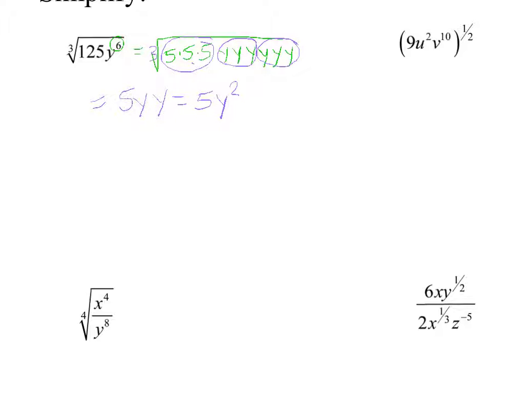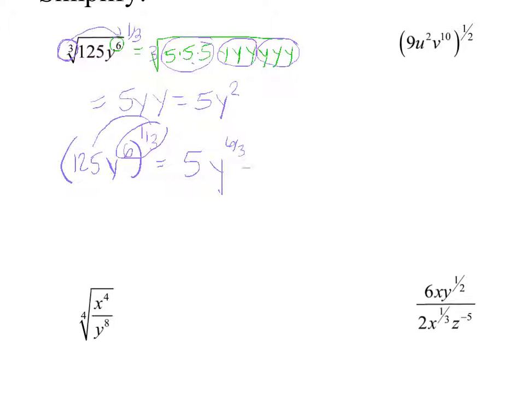Now there's a couple ways to go about this. I could have also looked at this as, remember how we can rewrite using that exponent. Remember, that can go up to an exponent as 1/3. So if I have 125y to the 6th, and I'm taking it to the 1/3 power, I can apply that 1/3 there going, well, 5 times 5 times 5 is 125, so that's 5. And then y to the 6th to the 1/3, you multiply those. And so 6 times 1/3 would be 6/3. And 6/3 is 2. So that reduces down to 5y squared.